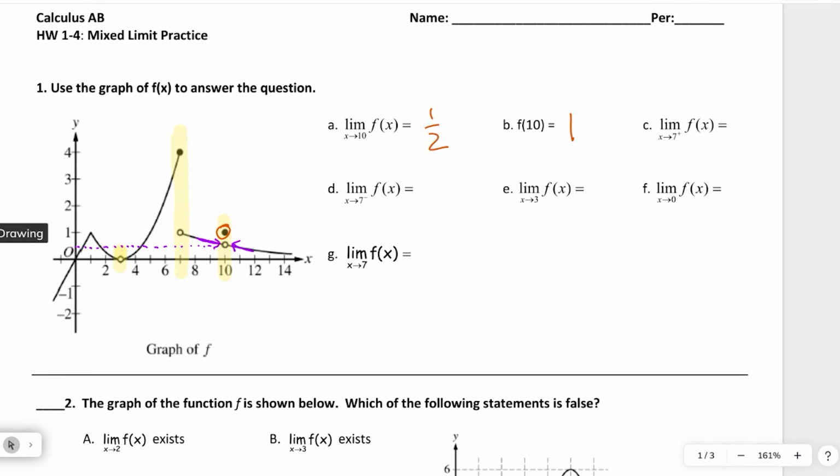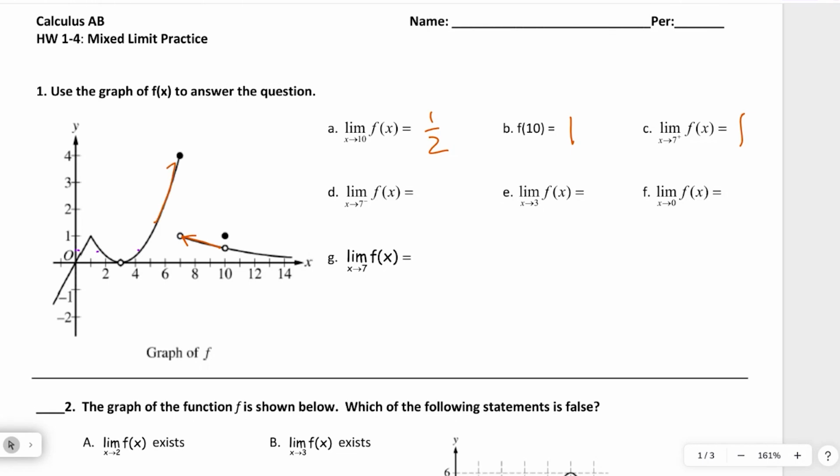Letter C says, what's the limit as x approaches 7 from the right? So we do have a discontinuity at 7. Let me erase some of this clutter here. As we approach x equals 7 from the right, we can see that we are getting closer and closer to 1. Now, if we approach 7 from the left, the y value is getting closer and closer to 4.